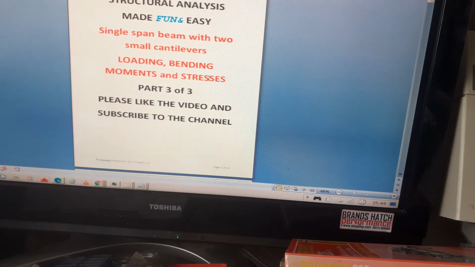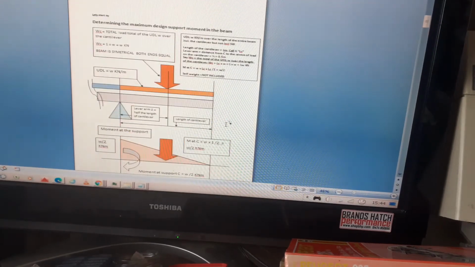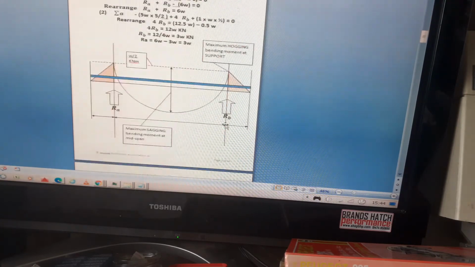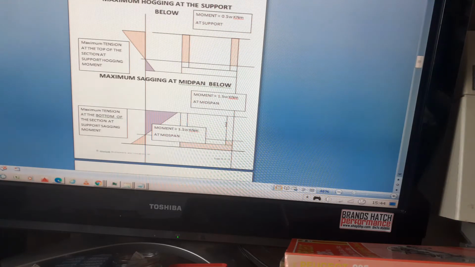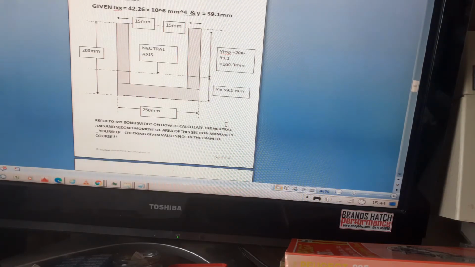So basically this is the continuation, a completion of the problem. I've been through how we got the maximum moments. In the previous videos we worked out the loading on the beam, the moments at the support and the hogging moment in the midspan, and then we started looking at the stresses that will be generated on the section. So now we're moving on to finishing the problem.